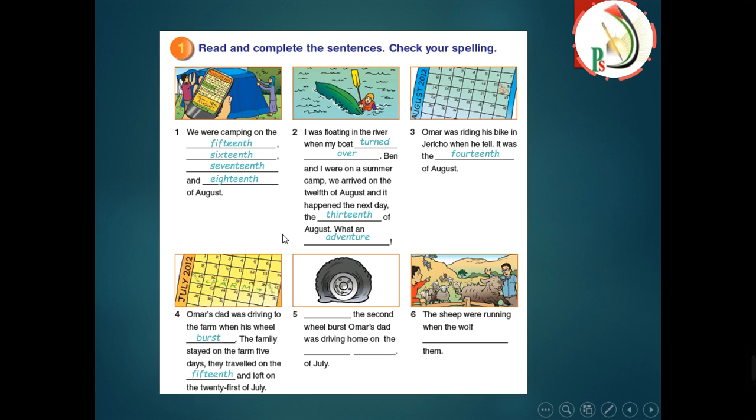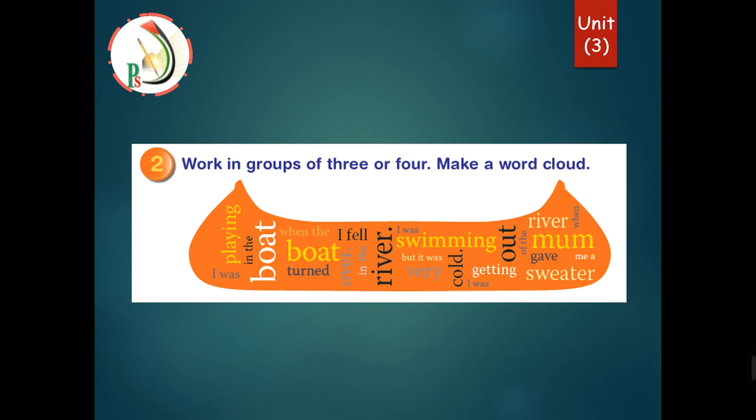They stayed at their aunt's sheep farm. 5 space. The second wheel burst. Omar's dad was driving home on the space of July. When the second wheel burst, Omar's dad was driving home on the 21st of July, and the last gap, the sheep were running when the wolf chased them. Very good. And this is a project. You can do it, and you'll take extra marks. Work in groups of 3 or 4. Make a word cloud. If you are at home, you can do it by yourself and get extra marks.